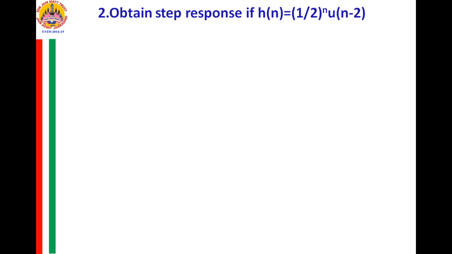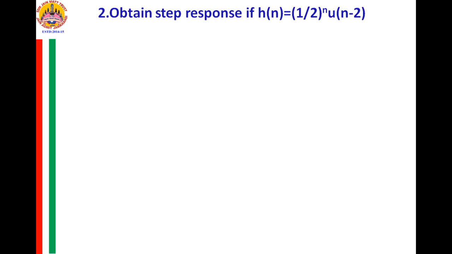Now this is the second example where we are supposed to obtain the step response of a system if hn is equal to 1 by 2 raised to n u of n minus 2. That is, the impulse response is 1 by 2 raised to n u of n minus 2.